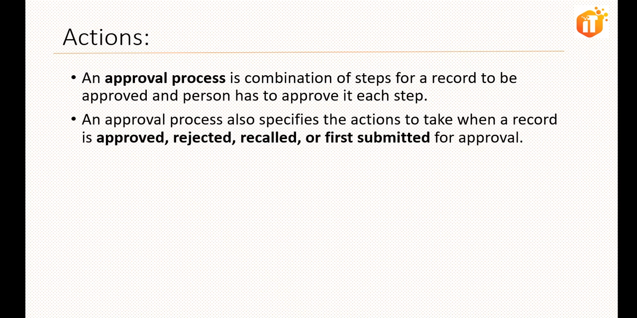An approval process also specifies the actions to be taken when a record is approved, rejected, recalled, or first submitted for approval. There are some actions that can be performed depending on different states. If it's approved, what do you want to do? If it is rejected, what do you want to do? If you are recalling an approval process, what things do you need to do? Or when it is being first submitted, what do you want that particular record to do? You do not want to change it. That's the first thing that we want. Whenever you have sent it for approval, you do not want the record to be edited, right?